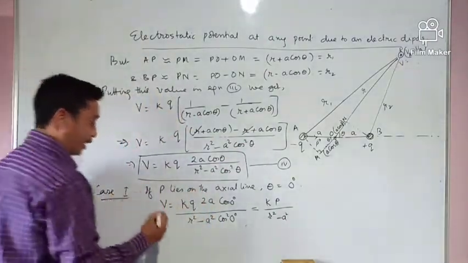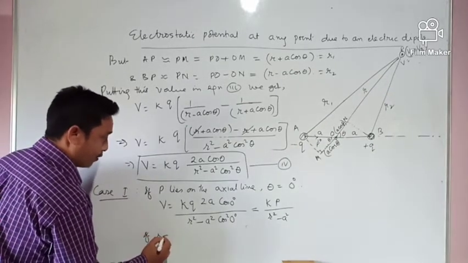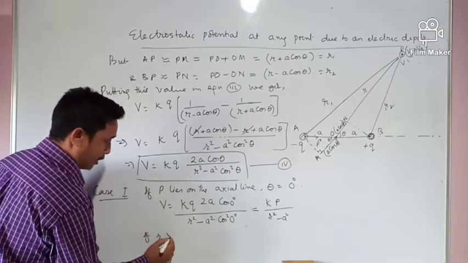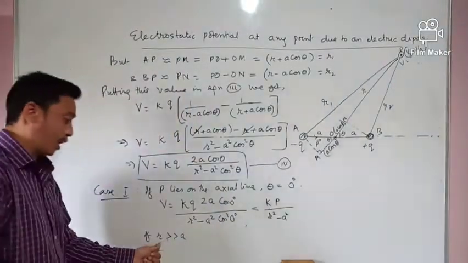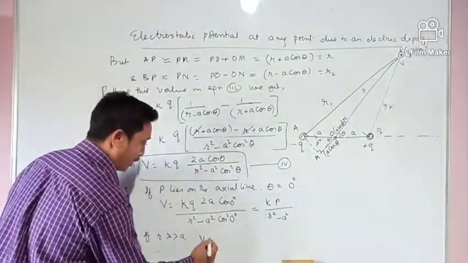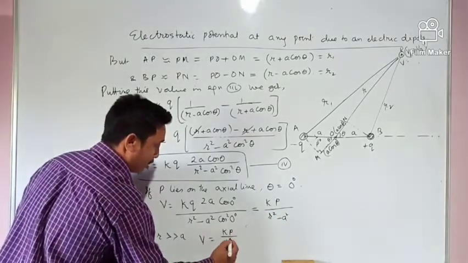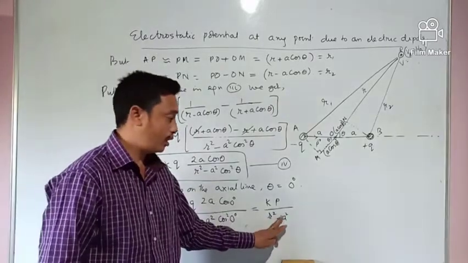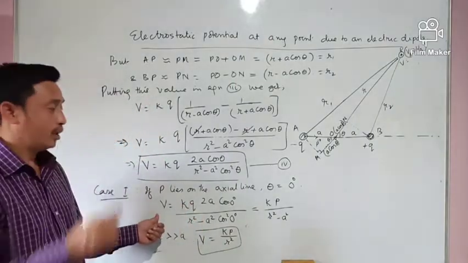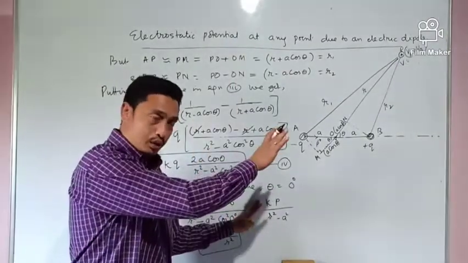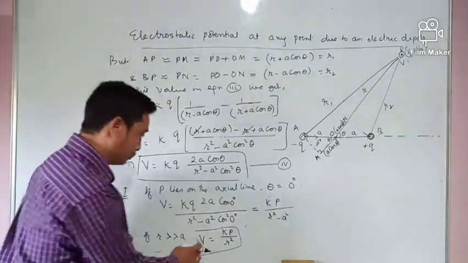Okay, and again there is one more note here. If R is very much greater than A, that means for an ideal dipole or a very short dipole, then we get V equal to K P by R square only, where A is being neglected. So we have a formula for the axial line for any condition, and this one is for an ideal dipole on the axial line.